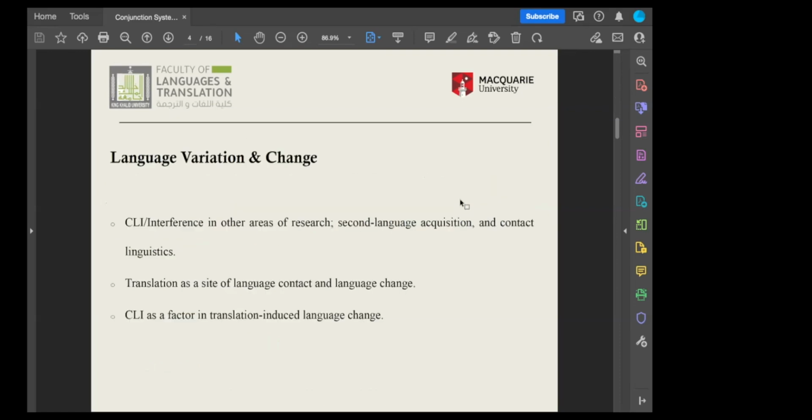As I said before, cross-linguistic influence or interference is not only a factor of interest in translation studies, but also in other areas of research, for example, second language acquisition, contact linguistics, and so on. It's actually considered an important mechanism of linguistic innovation, through which bilinguals transfer structures and constructions from one language to another during different communicative situations.